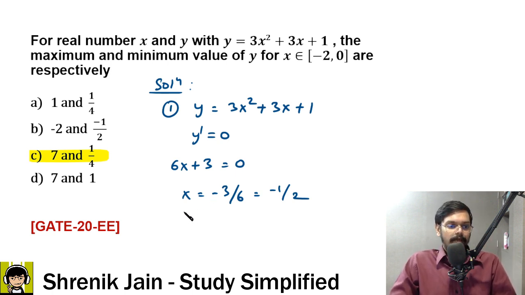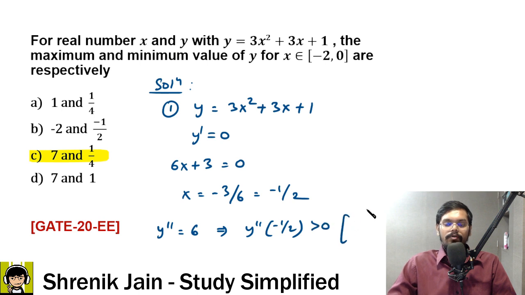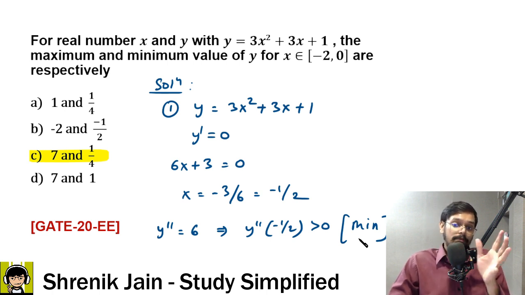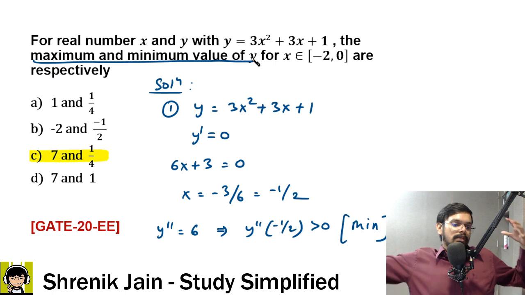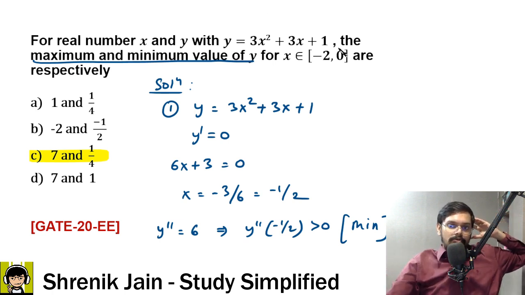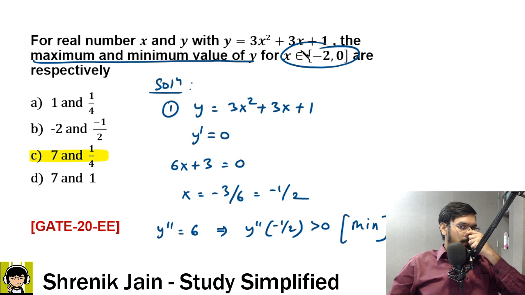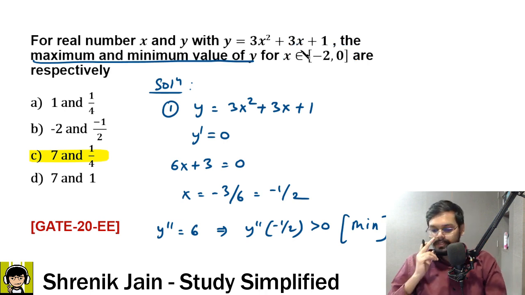If it is there in the domain, then you have to check the double derivative. Y double dash, the differentiation of this is 6. So y double dash at the stationary point is still 6, which is greater than 0, which means we are at a minimum. So this is the way where we got the minimum, but we do not know whether this is a global minimum or a local minimum, because if they are asking for the maximum and the minimum value of the function, I have to check for the global. Global means in this domain. So the next step would be checking the interval.